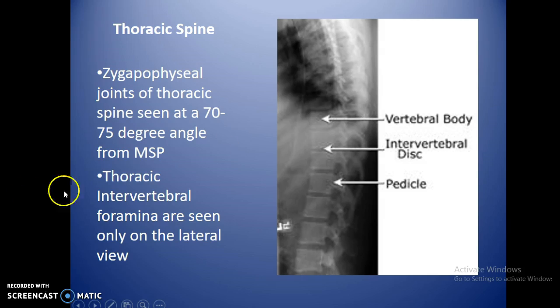Thoracic intervertebral foramina are seen only on the lateral view, so that is also backwards from the cervical spine. The IVF that we looked at on the obliques of the C-spine are now going to be seen only on the laterals as they go down. This isn't a great example of a lateral, but you will be able to see those spaces as you look at lateral images.